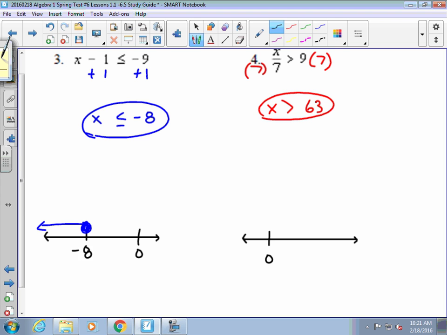Again, a reference point 0. 63 is on the right side of it. Greater than is an open bubble, and everything to the right is greater than.